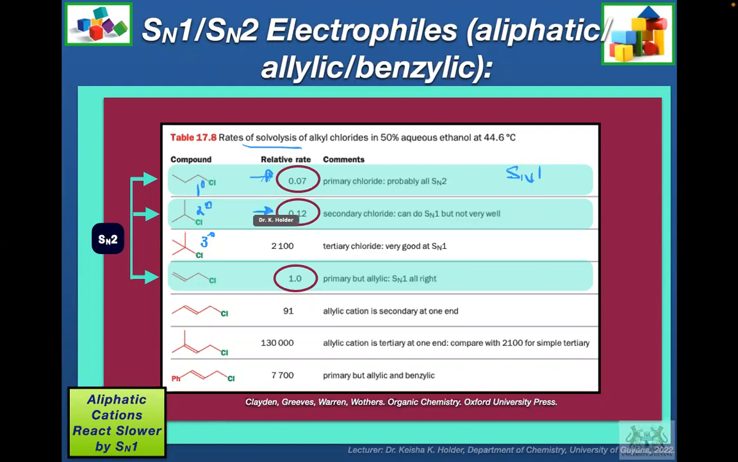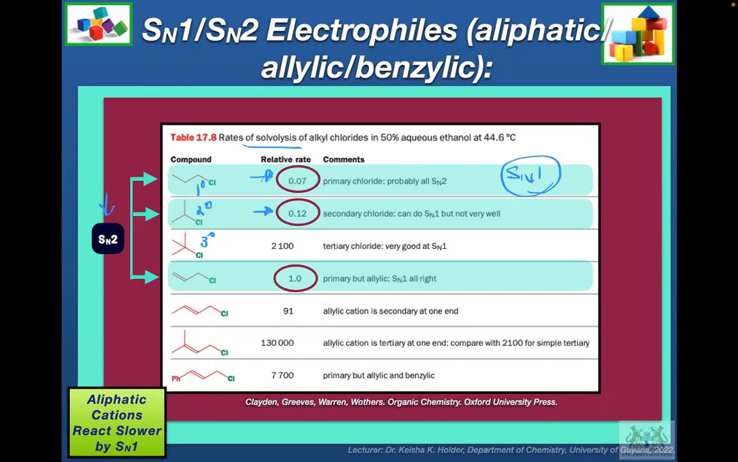We are seeing that for the primary and secondary electrophiles, the relative rate is 0.07 as well as 0.12. And the reason why that occurs is because these electrophiles are not good SN1 electrophiles. They are prime SN2 electrophiles. Okay? So that's where these numbers are coming from, and that's why they're there before you.